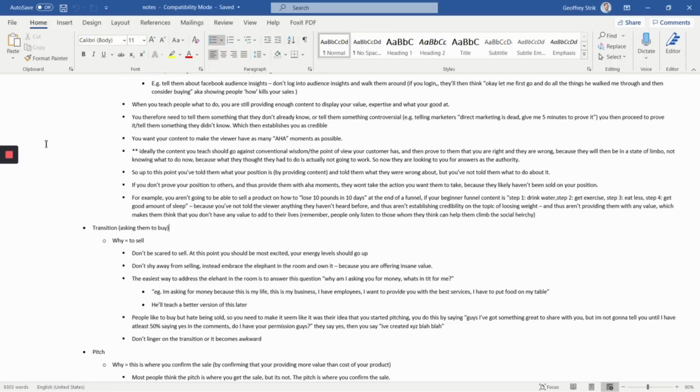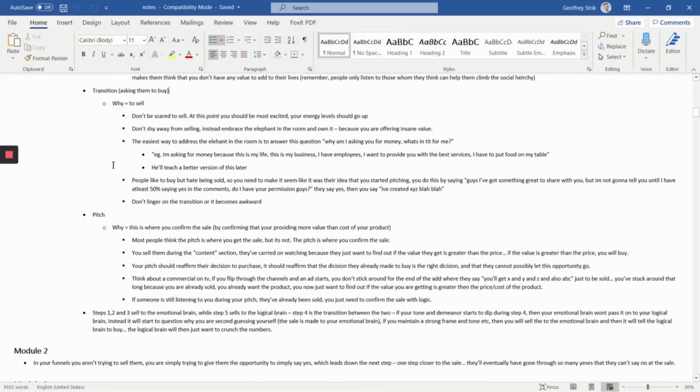Now is when, after you have received their permission to carry on with your pitch, and after blatantly saying, I now have a product, you get to the fifth element of copy, which is the pitch. The reason the pitch exists is because this is where you confirm the sale, right? As you'll see in the points below, the pitch is where you mention that you have a product for your prospect to buy.